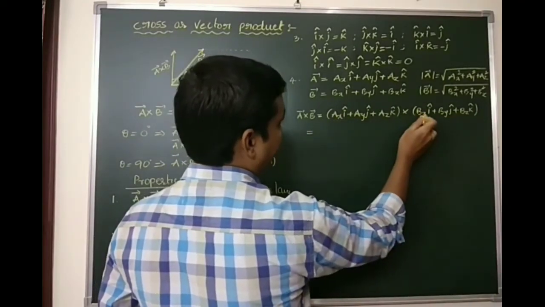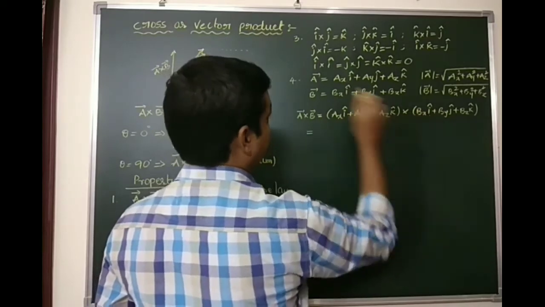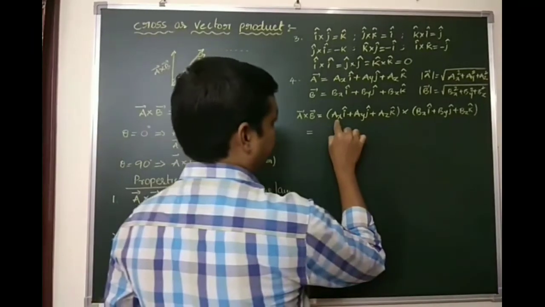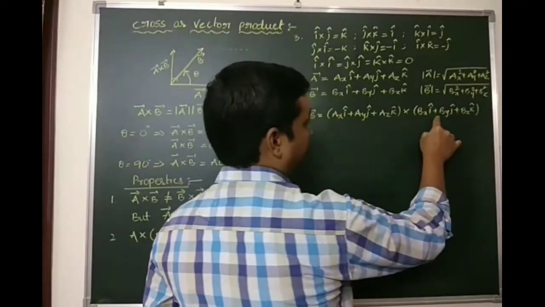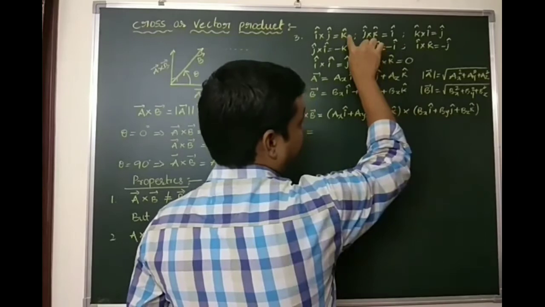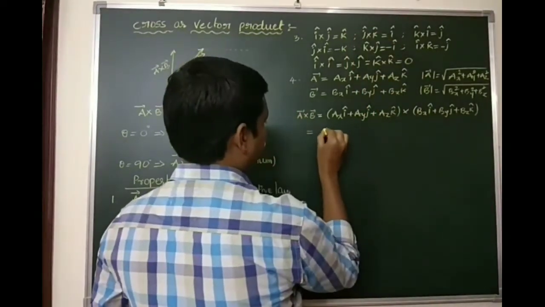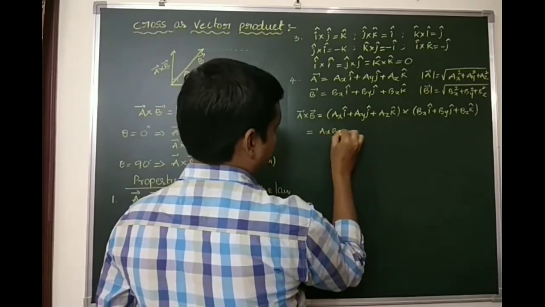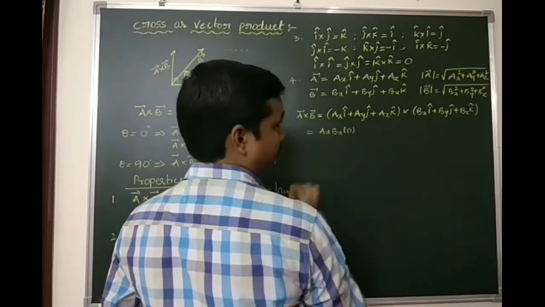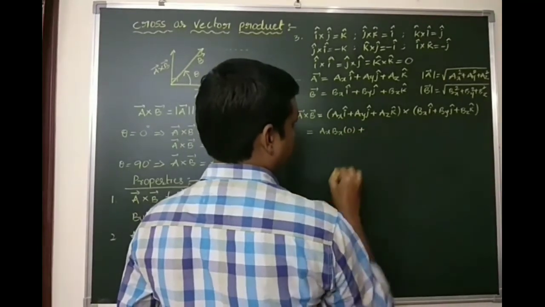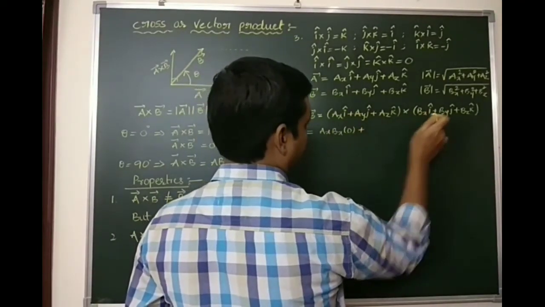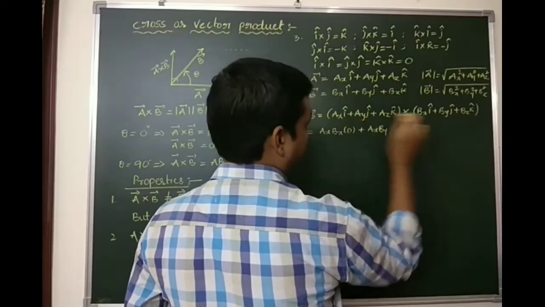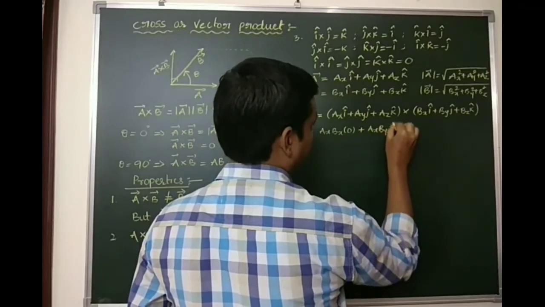First, Ax i cross Bx i. I cross i is 0, so no need to take the term. Second, Ax By, i cross j is giving you k. Directly I am writing Ax Bx into 0 plus Ax By into i cross j, which is giving you k cap.